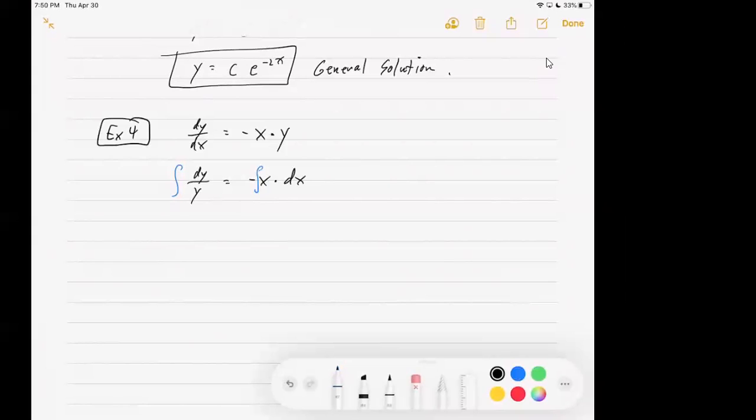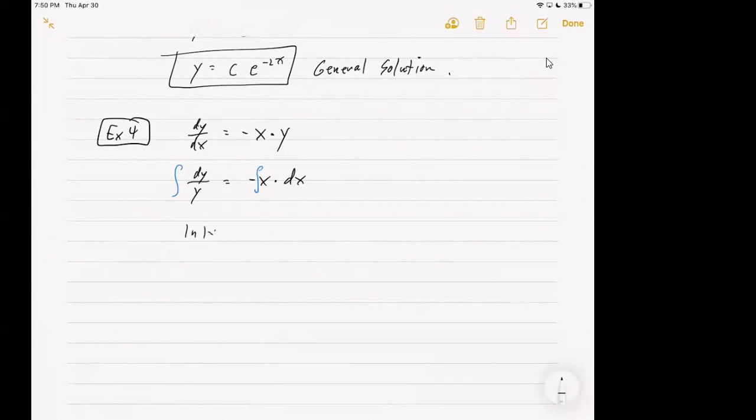Okay, so I'll do that quickly. ln of absolute value of y is equal to negative, when we integrate, we get x squared over 2 plus c. All right, so now you're ready to isolate. That means solve for y. We need to get y by itself. All right, so see if you can finish isolating.